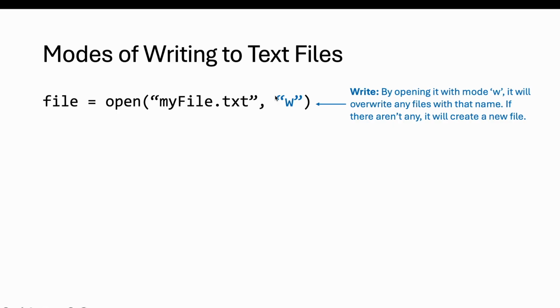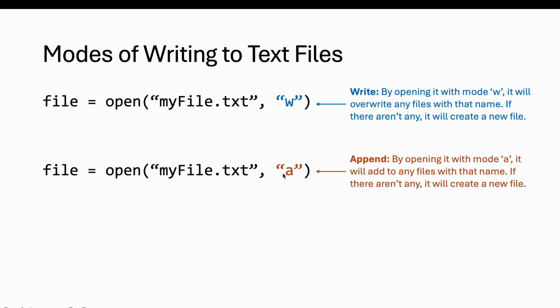When you open a file in mode W to write, it'll overwrite any files with that name. So if we've already created a myfile.txt, and we've put loads of content in it, if we then do this and we write to it, it'll overwrite whatever's there, so we'll lose all that data, and it will replace it with whatever we write to next. If there aren't any files already with that name, it'll just create a new one.